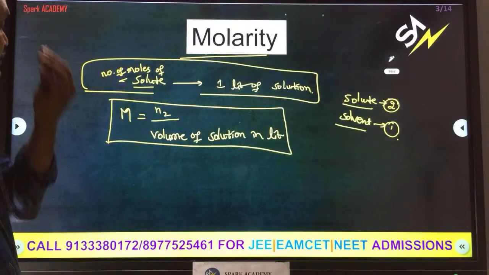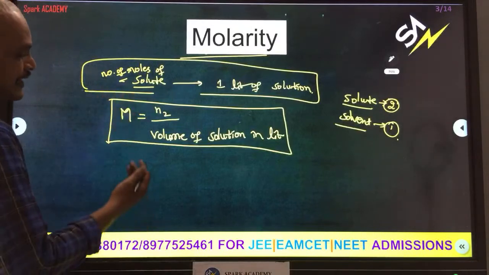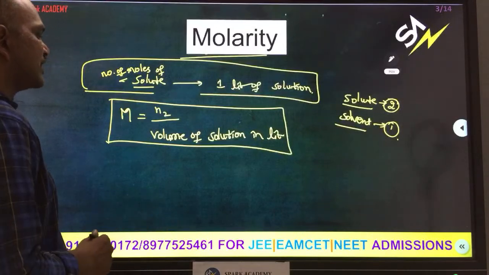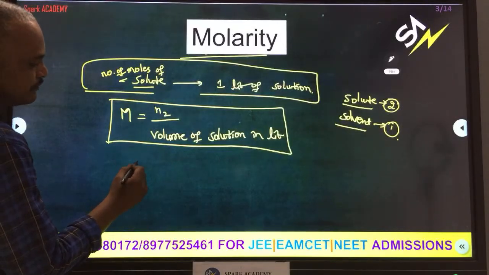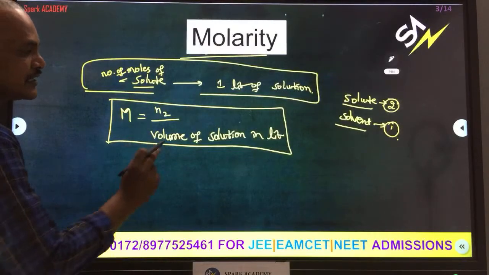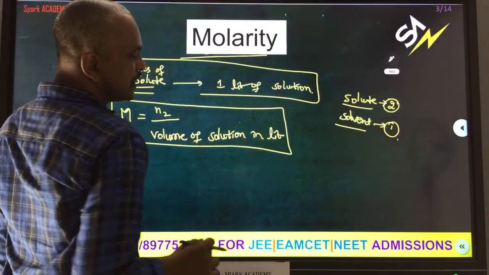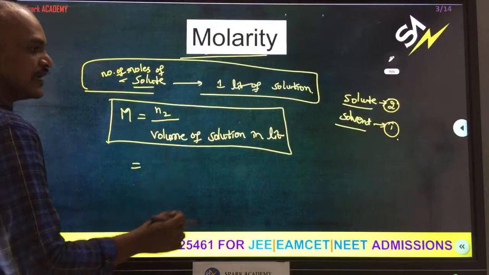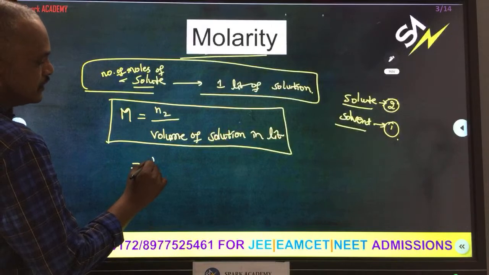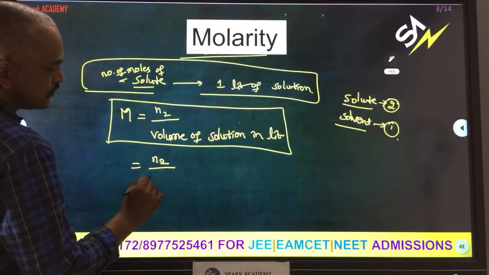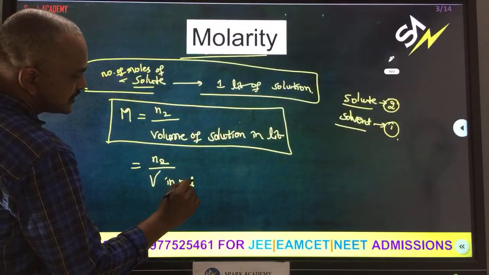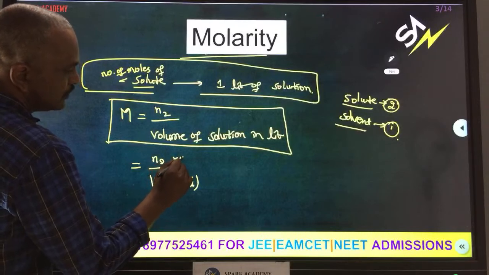Next, we can't always apply this directly. Sometimes the value may be given with different units. Let us see another one. For example, here N2 is the number of moles and the volume of solution is in liters, but we can take the volume in milliliters itself. So when you write the volume in milliliters, you write it here multiplied by 1000.